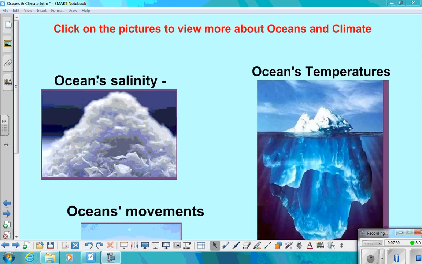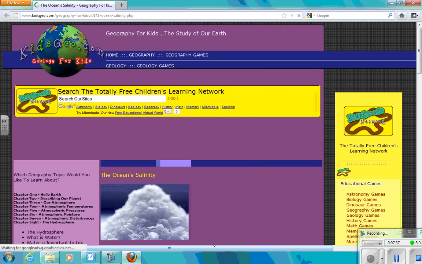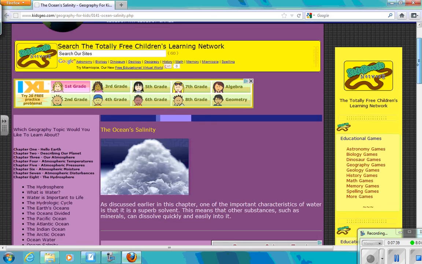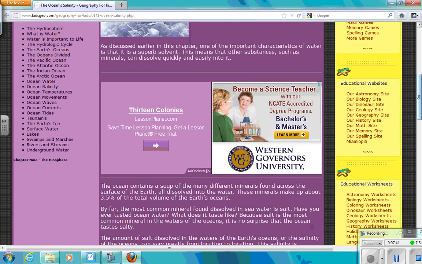All right, now we're going to talk about salinity. And you can go to a website called kidsgeo.com. One important characteristic of water is that it is a superb solvent. Solvent means that other substances, such as minerals, can dissolve quickly and easily into it.